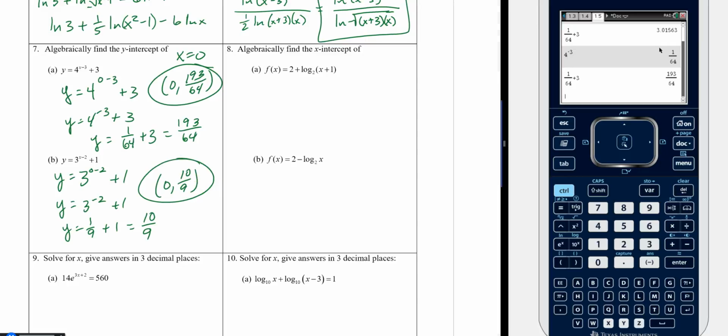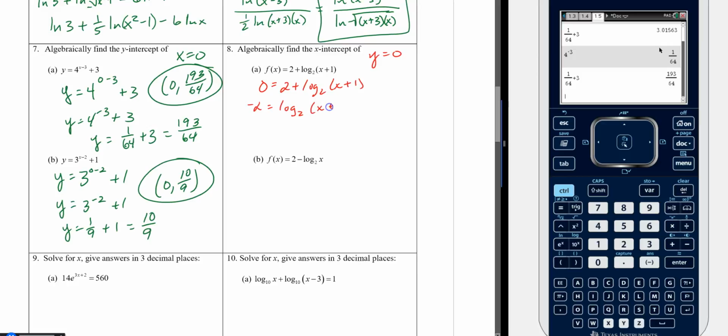8. X-intercept, that means y is equal to 0. So this time 0 is equal to 2 plus log base 2 of x plus 1. So negative 2 is equal to log base 2 of x plus 1. We're going to exponentiate both sides. So I get 2 to the negative second, which is 1/4, is equal to x plus 1. Subtract the 1. So x is equal to 1/4 minus 1, which is negative 3/4. So that gives me negative 3/4, 0.